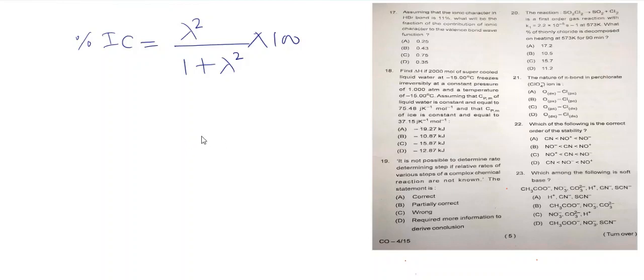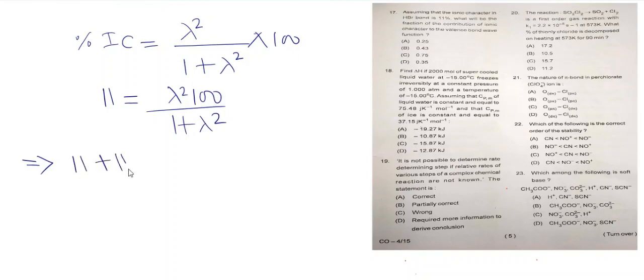We all know what the valence bond theory is. So percentage ionic character is given as 11%. So I write here 11 is equal to lambda square into 100 divided by 1 plus lambda square. Then I will cross multiply both the sides. So 11 plus 11 lambda square is equal to lambda square into 100.